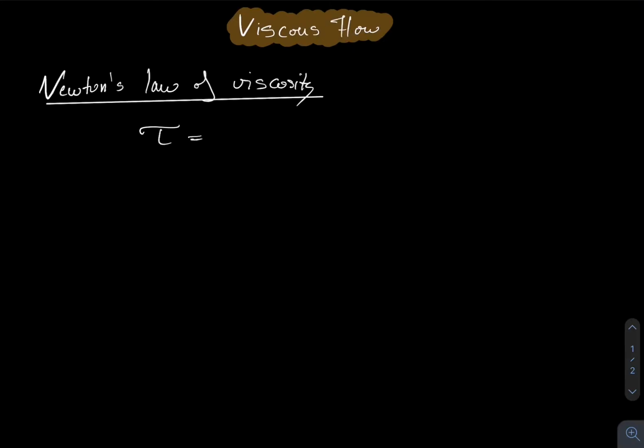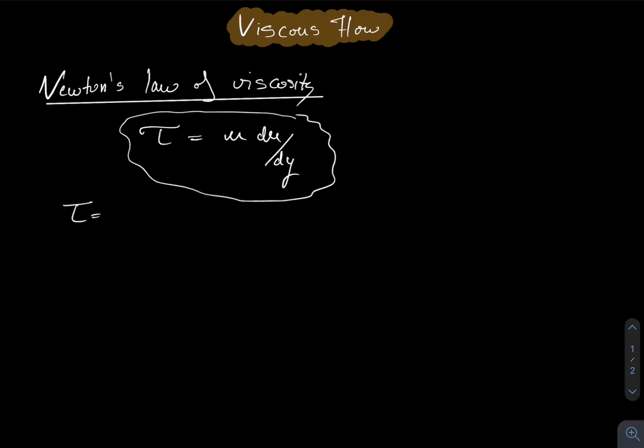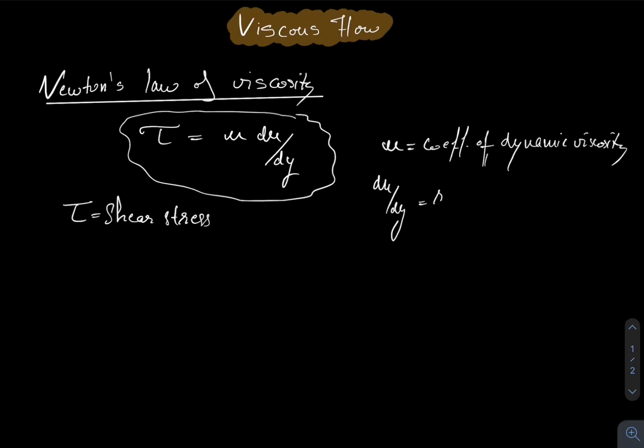So first of all, what was Newton's law of viscosity? Remember? It states that tau is equal to mu du by dy, where tau is shear stress, mu is the coefficient of dynamic viscosity, and du by dy is the rate of shear strain. This is Newton's law of viscosity.